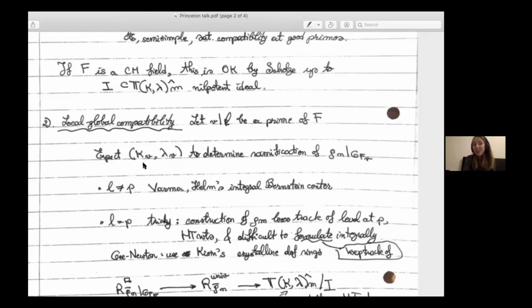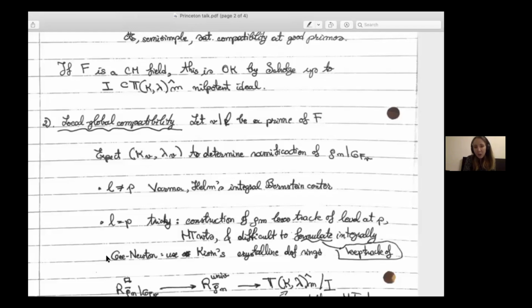So away from P, if, say, the level was GL_n of O_{F_v}, so you had level that didn't see this prime, then you would just expect your representation to be unramified. And in fact, it's true that the representation is unramified. But at P, even in characteristic 0, the best possible thing you can hope for is this notion of crystalline. And that's a notion that's very hard to make precise integrally. Although recently there's been a lot of development in integral p-adic Hodge theory. So that's another reason why this case is a little bit subtle.